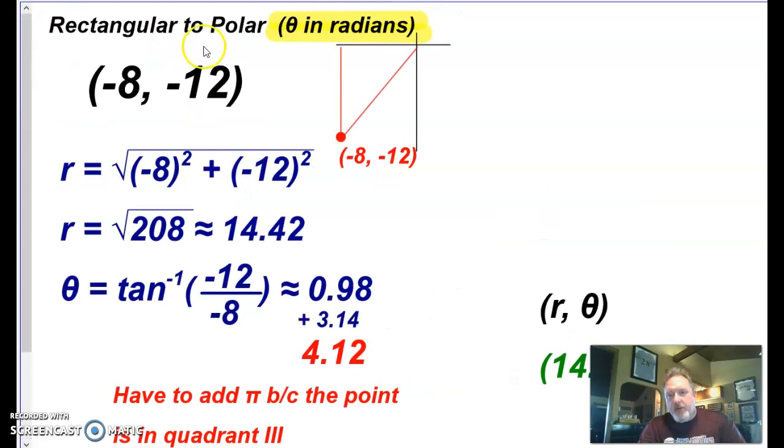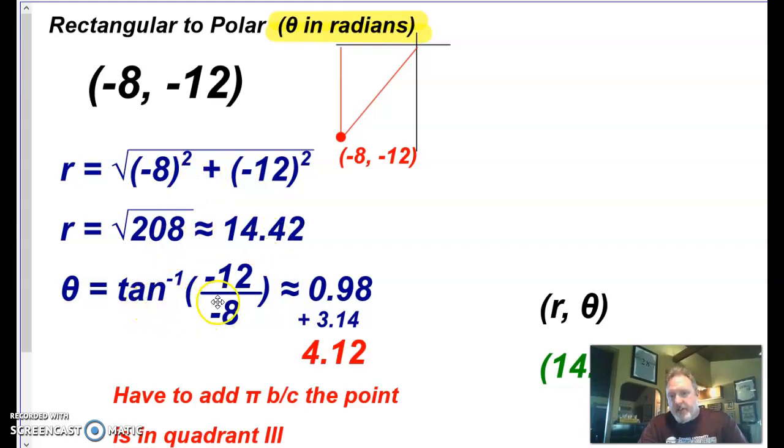All right, another one here. We're back down in quadrant 3, so we know we're going to have to add things here, and in this case it's in radians. So when we get our answer on our calculator, we're going to have to add pi, or 3.14. So I square -8, square -12, so I get the square root of 208. Obviously we're going to approximate that, so 14.42.